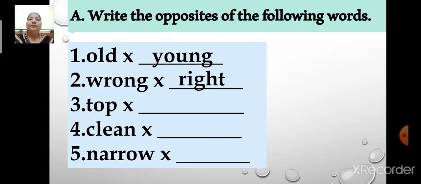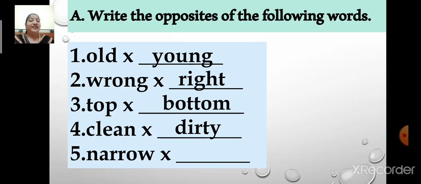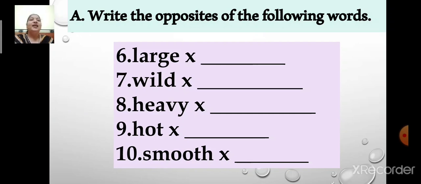Number 3, top. The opposite word of top is bottom. Next, number 4, clean. The opposite of clean is dirty. Next, number 5, narrow. The opposite word of narrow is wide. Next, number 6, large. Now children, tell me, what is the opposite of large? Yes, you are right. The opposite word of large is small.